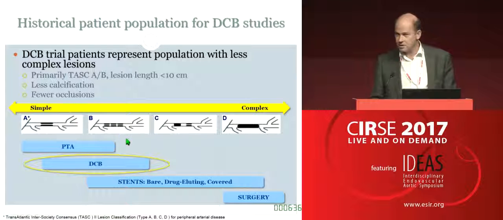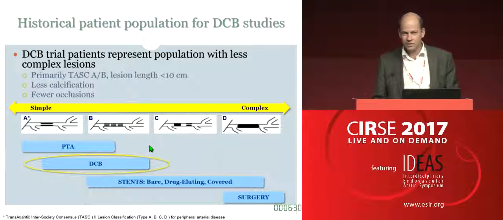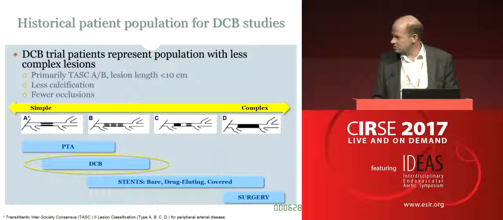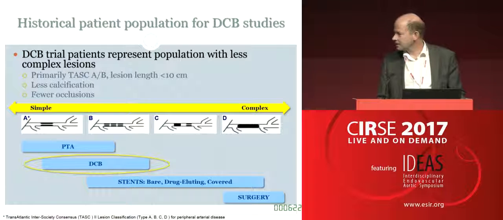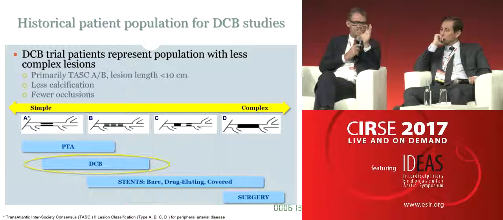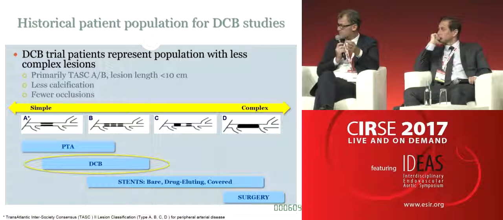In TASC A and B lesions, I really have a problem defining a patient where I should not use a DCB, just PTA only. I mean, you take in consideration only length as an indication, but we have also some other factors to decide which kind of device we can use. For example, we have the clinical presentation of the patient. I think that there is a huge difference between claudicant and CLI patient, for example.